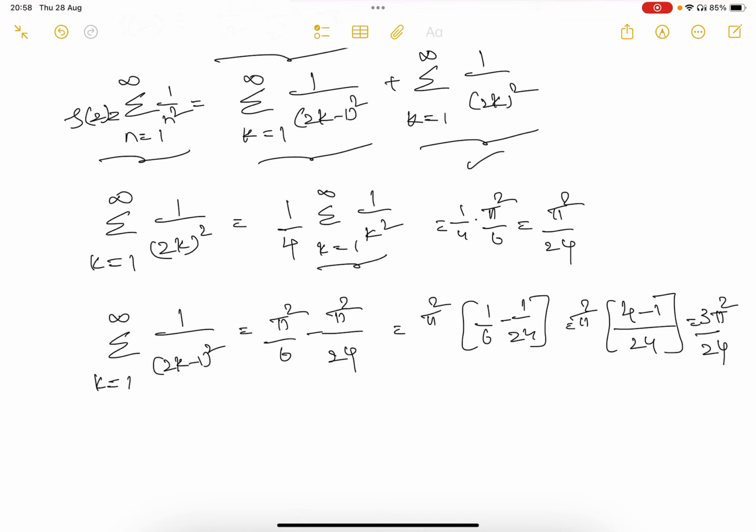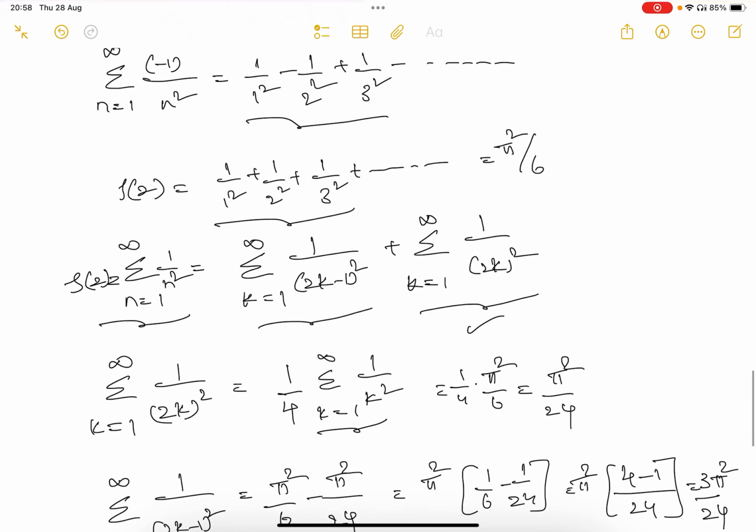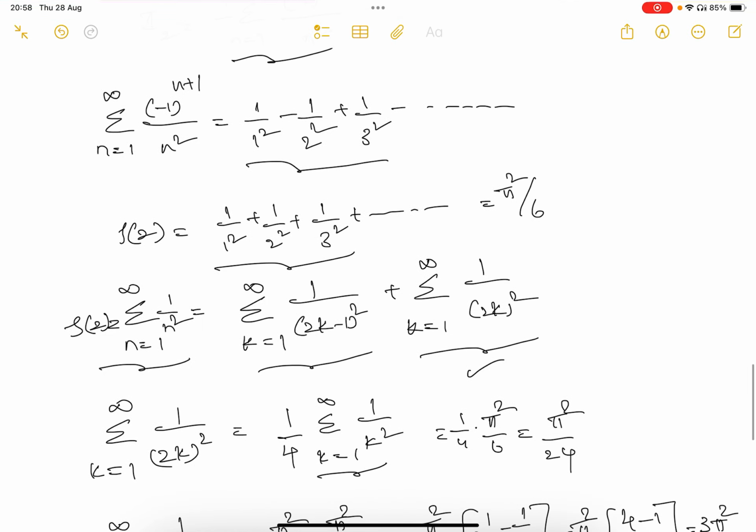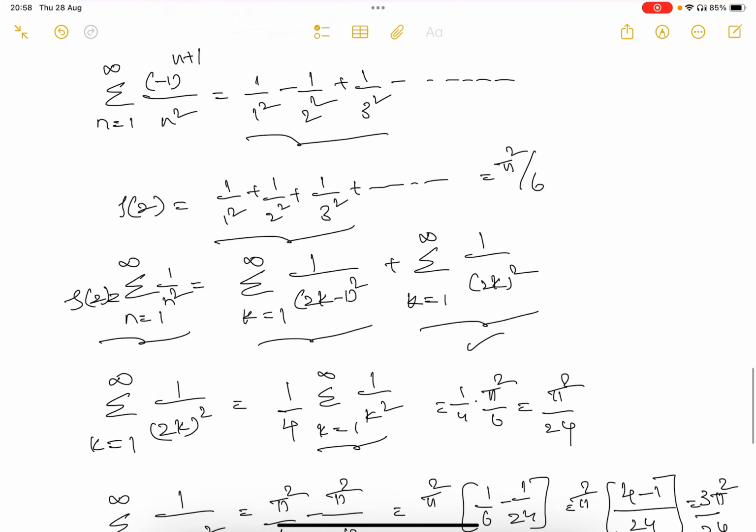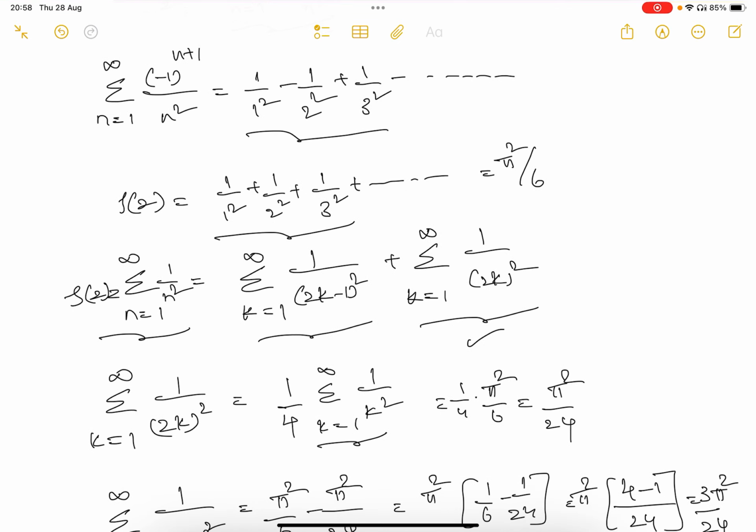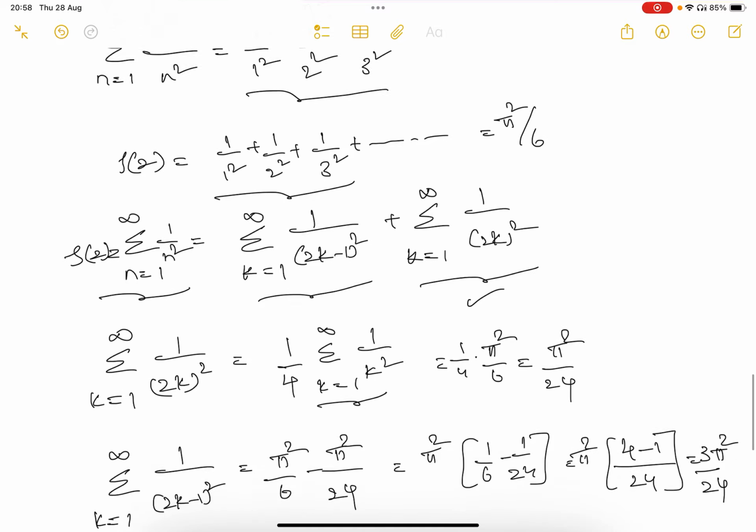Fine. What about our case? Our case is 1 by 1 square minus 1 by 2 square. That means the summation of our case is 1 by 1 square plus 1 by 3 square, that means odd numbers minus even numbers.